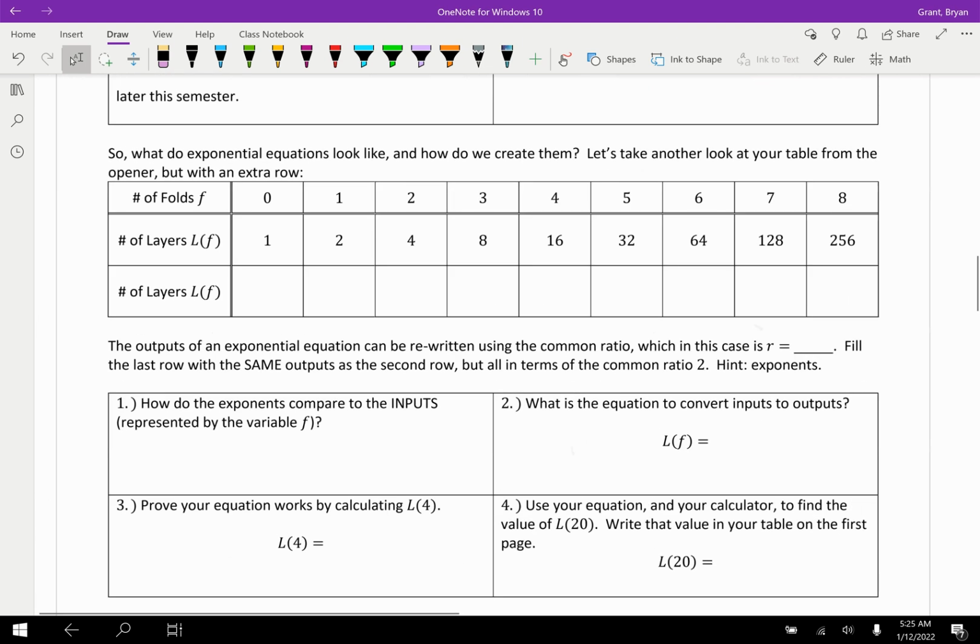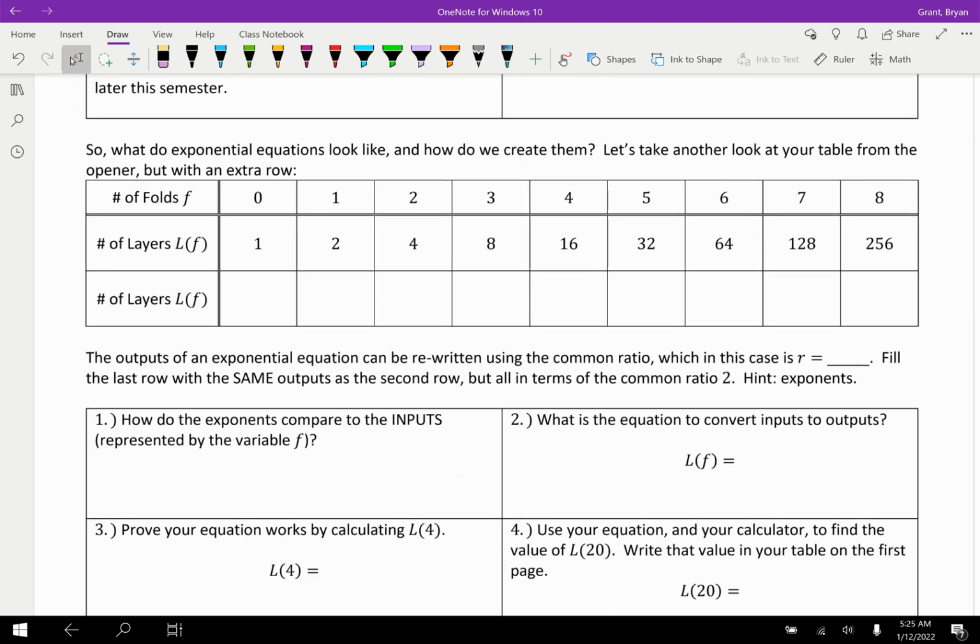We're looking at the exact same table that you filled out on that first page, except now we have a second row that also says number of layers. What we're going to do is rewrite all the outputs, that's why the number of layers is doubled on here, using the common ratio, which we just discussed as r equals 2. So how do we do that? Well, we're going to think of these all in terms of 2 to a power. And one of these is really easy to do. I think this 2 right here is the same as 2 to the first power.